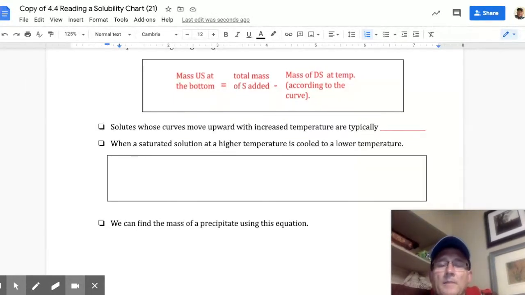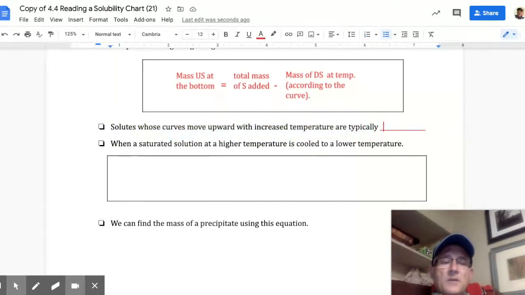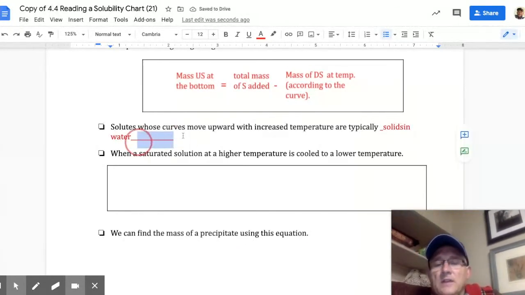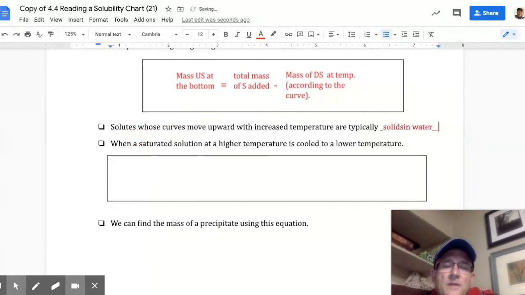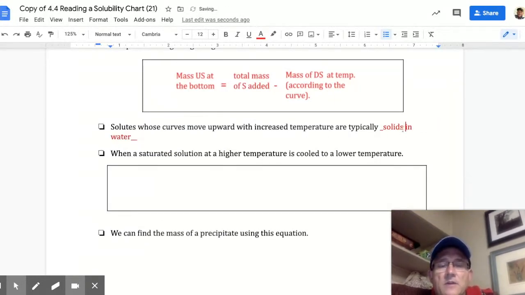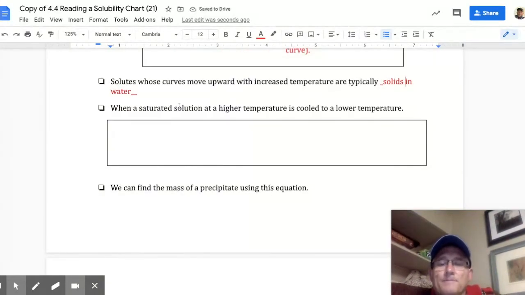Okay. You're also going to see in this next video that a trend is true, which is that solutes whose curves move upward and increase with temperature are typically solids in water. That's the trend that we see in these particular samples. We'll talk maybe a little bit later about things that decrease as temperature increases. But for right now, we're just going to focus on solids and water.